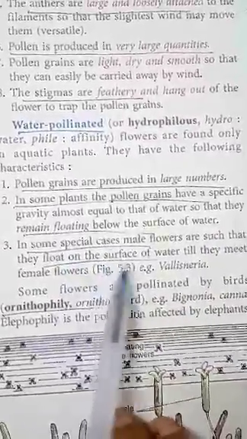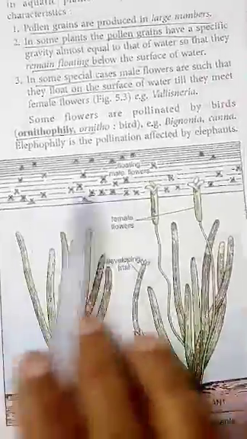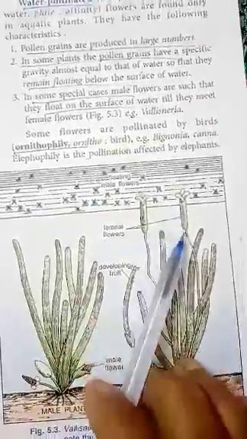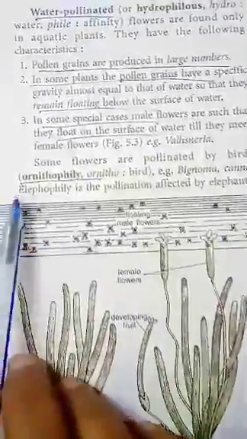In some cases they float on the surface of water. One example is given here. See Vallisneria, how the male flowers are floating and these are the female flowers. They will receive the male pollens. Now ornithophily, that is pollination by birds. Then we come to elephophily, pollination by elephant.